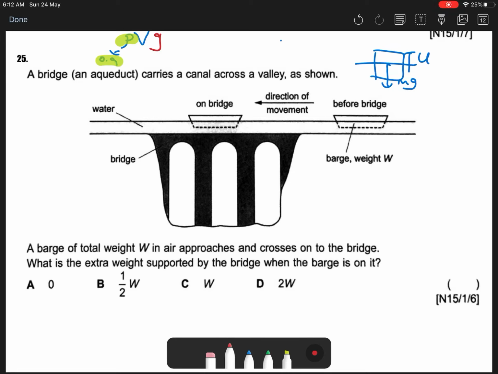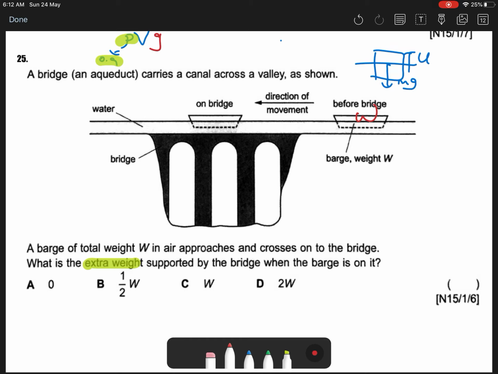Okay, question 25, 2015. A bridge carries a canal across a valley as shown. A barge of total weight W, in air, approaches and crosses onto the bridge. What is the extra weight supported by the bridge when the barge is on it?